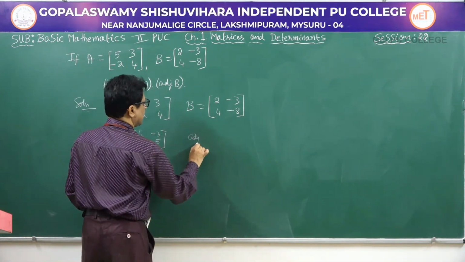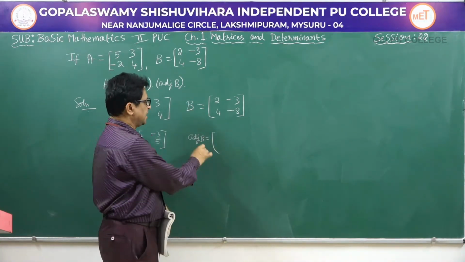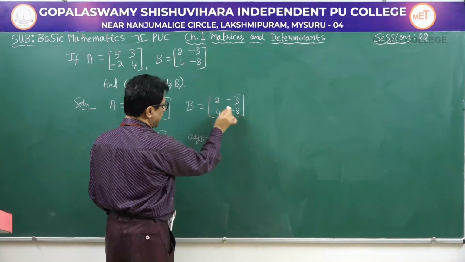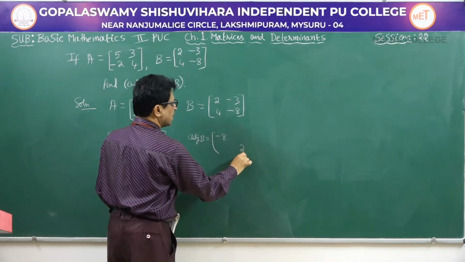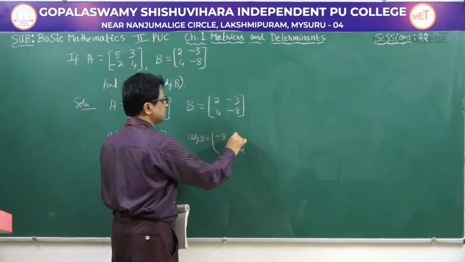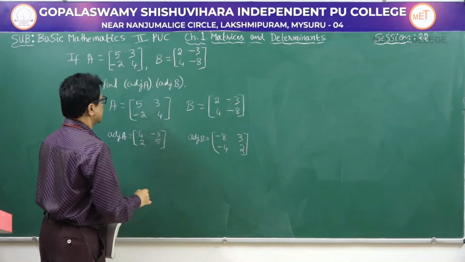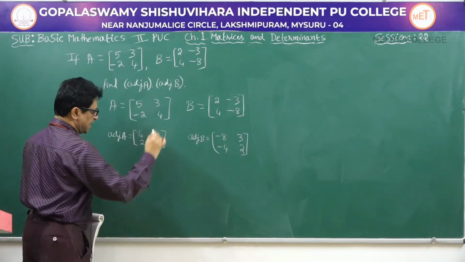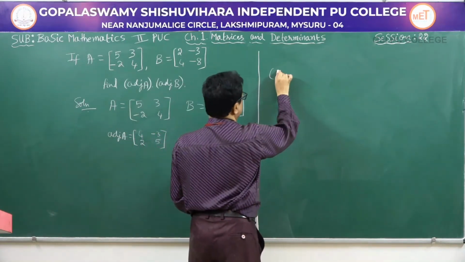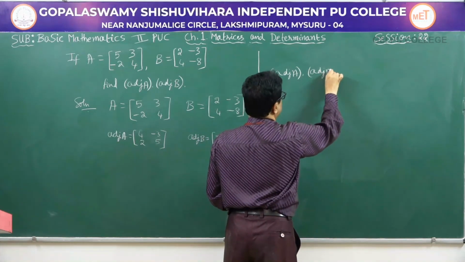Next let us find adjoint B. Since B is a 2 cross 2 matrix, you can find adjoint B by using inspection. So you can interchange the principal diagonal elements, and we shall change the sign of the elements in the other diagonal. So this becomes 3 and this becomes minus 4. So let us take the product of adjoint A into adjoint B.